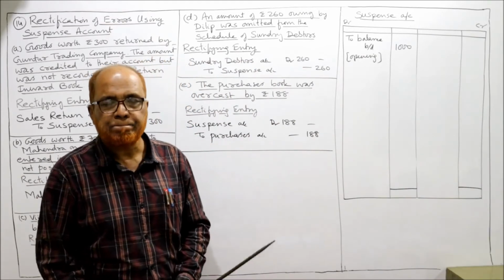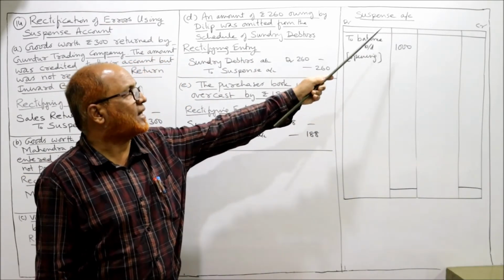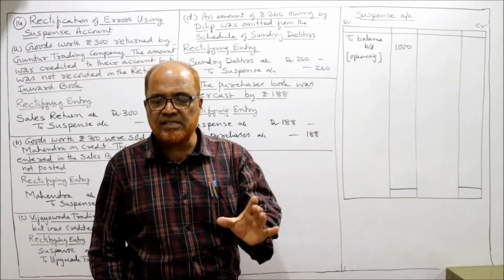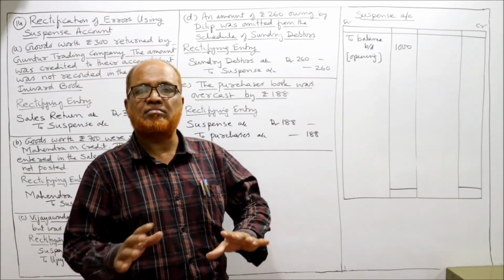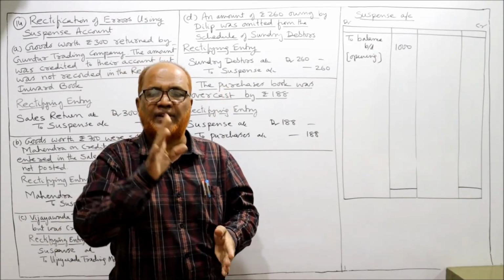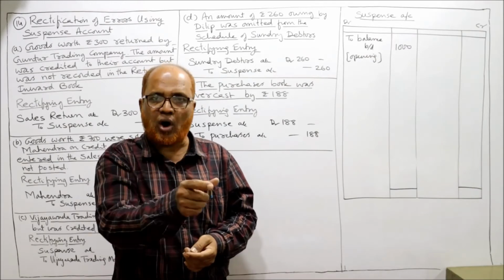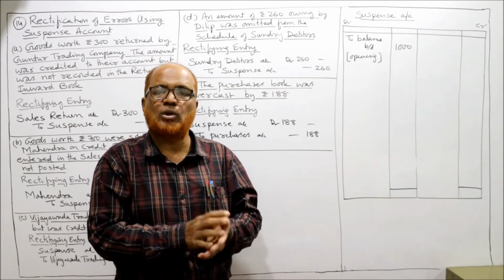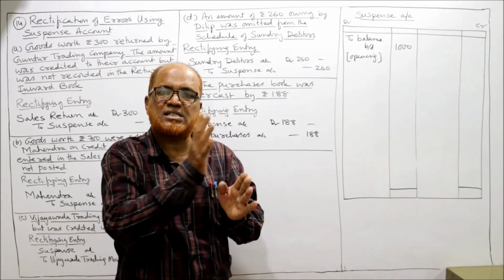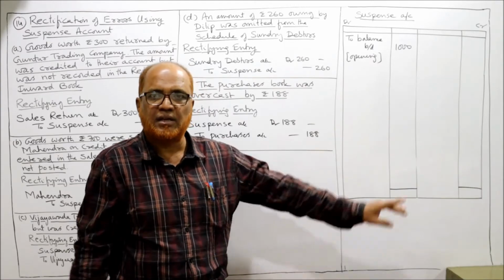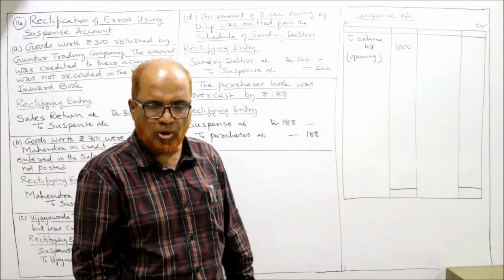Now we'll make the suspense account. Debit side, balance brought down, 1000 rupees opening. It is given in the first line of the problem that the trial balance was not agreeing. There is a shortage on the debit column of the trial balance of 1000 rupees. So that 1000 we have placed against suspense account. So suspense account shows a debit balance. That's why on the debit side I have taken the opening balance.